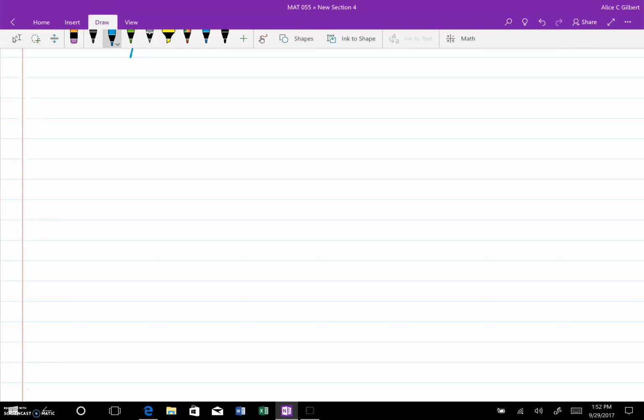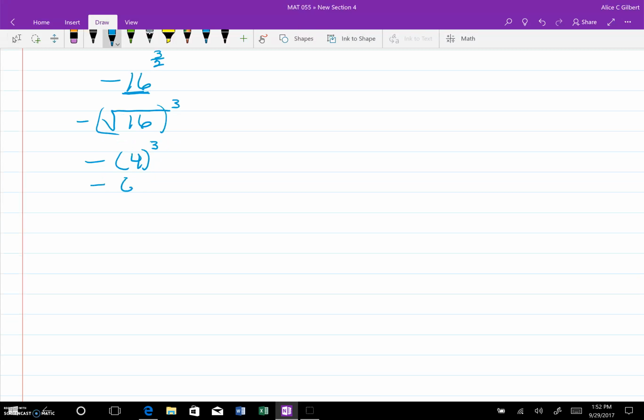Okay, let's do negative 16 to the 3/2. Now, with negatives like this, I need to be really careful. In this case, the only thing that is the base of my exponent is a 16, not the negative. So that negative needs to stay on the outside when I write this in radical form. So the square root of 16 is 4, and 4 to the third is 64, and negative times a positive is a negative. Okay?